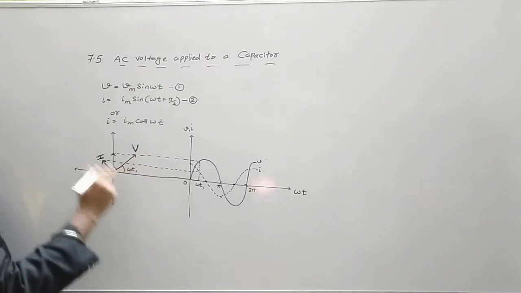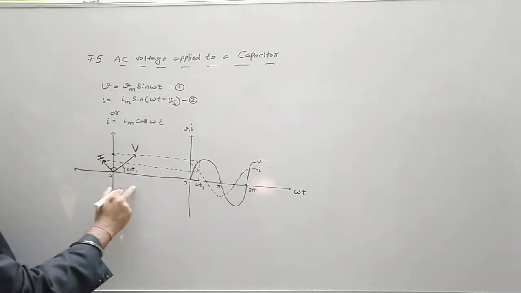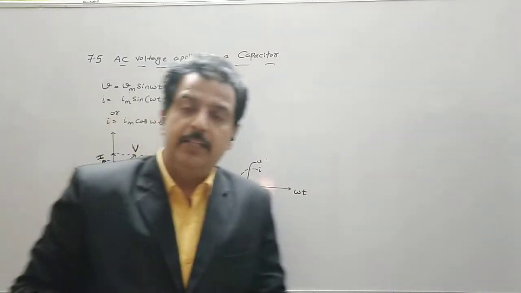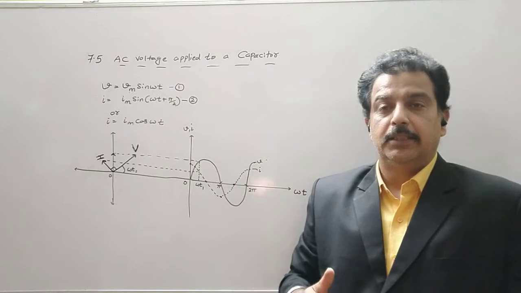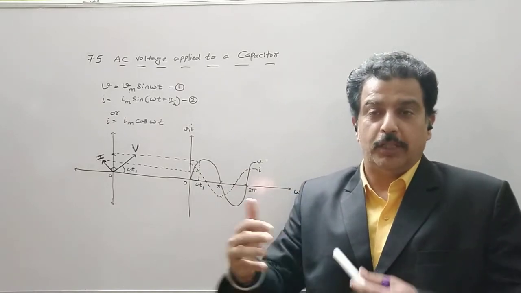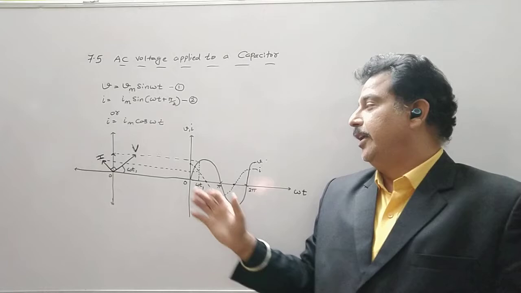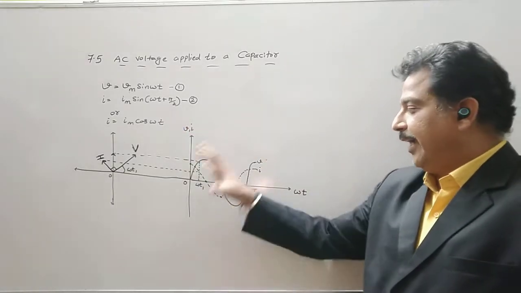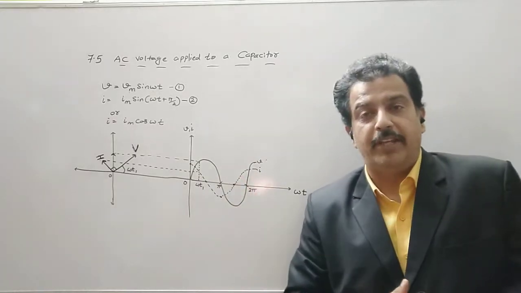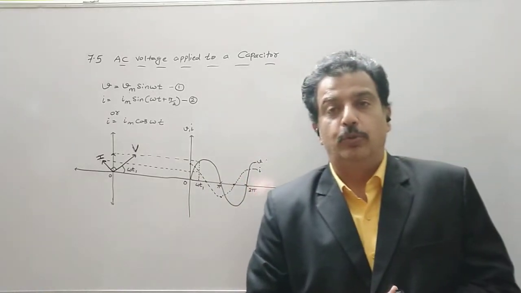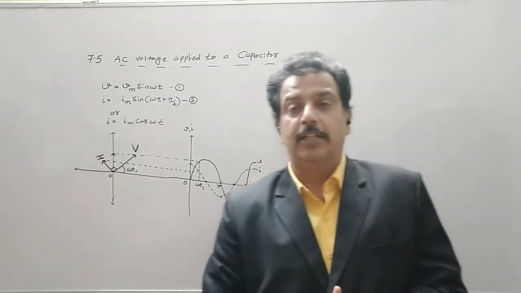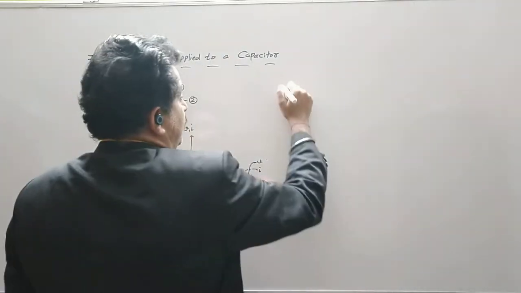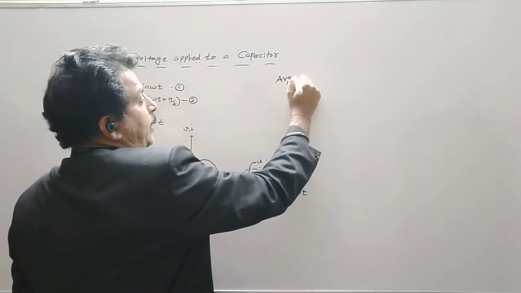So this is the phasor diagram which clearly indicates that I is leading the voltage by 90 degrees, and as the phasor rotates in the counterclockwise direction, it generates a waveform of sine and cosine. At any instant, there will always be a phase difference of pi by 2 where the current will be leading the voltage. Now let us find out the average power in this circuit.